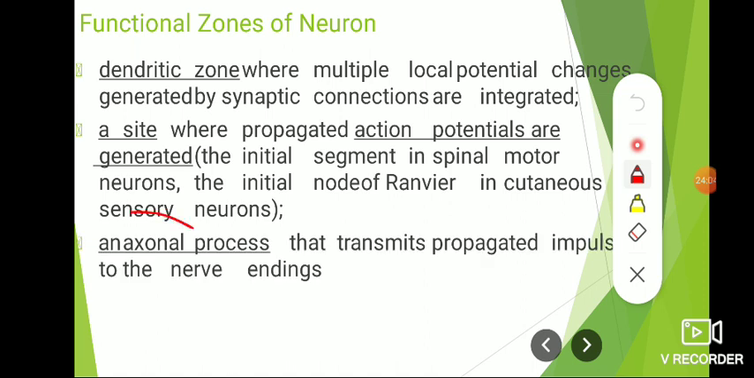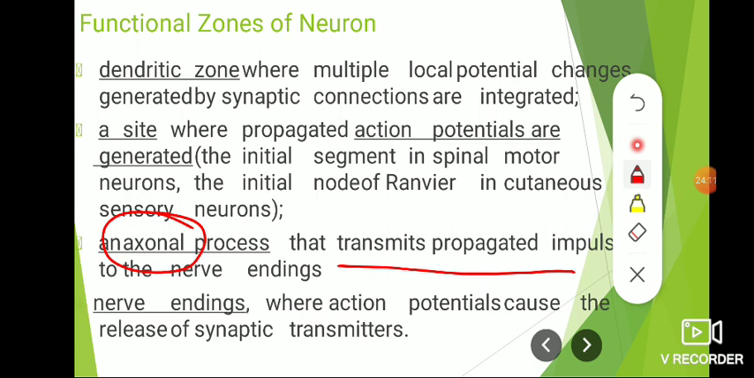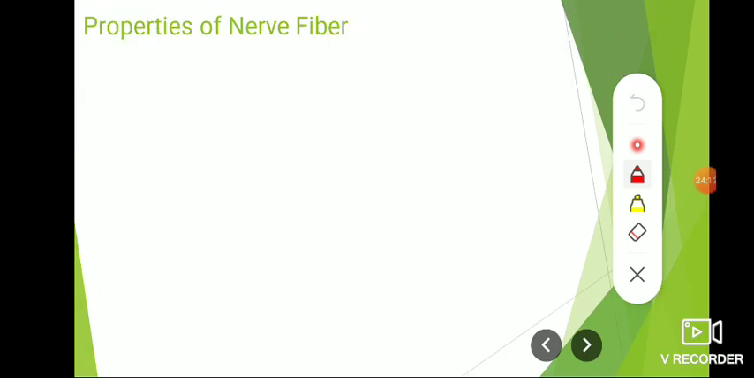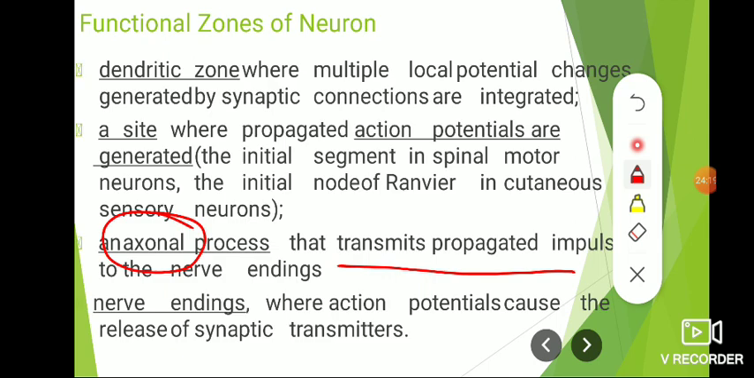Axon is basically for transport. It transmits the propagated action potential towards the nerve ending, and at the nerve ending there is a release of transmitter, and through the transmitter there is generation of action potential in the subsequent neuron. So basically the function of a neuron is nothing but generation and transfer of impulse. Axon transmits the action potential from one end to the other end, and at the synaptic ending there is a release of neurotransmitter, and the next neuron gets either excited or inhibited.